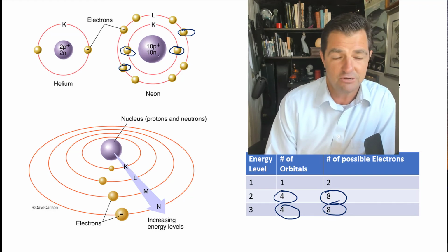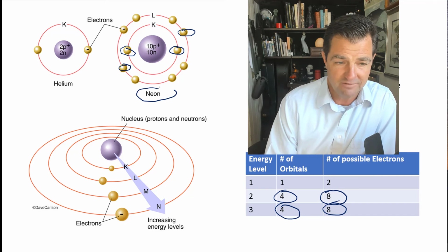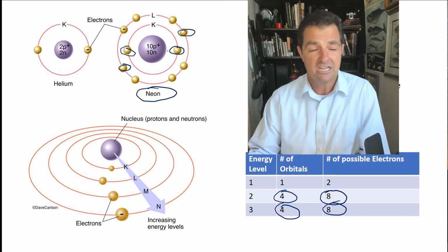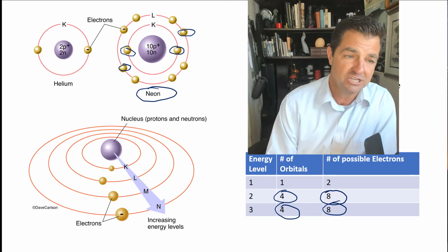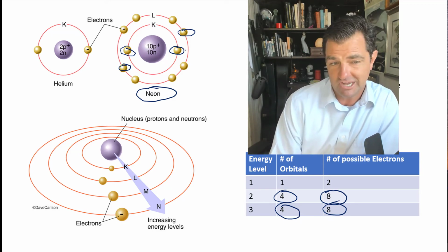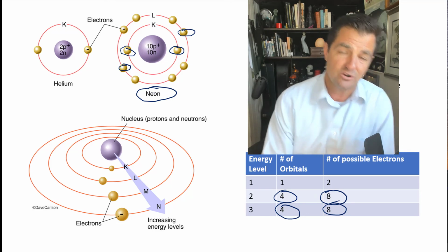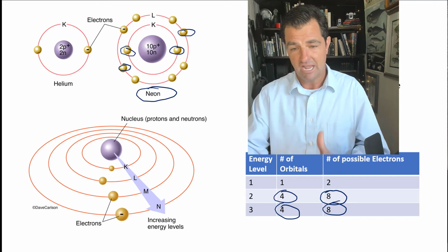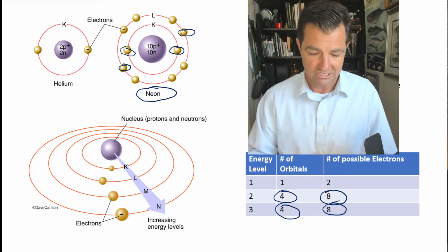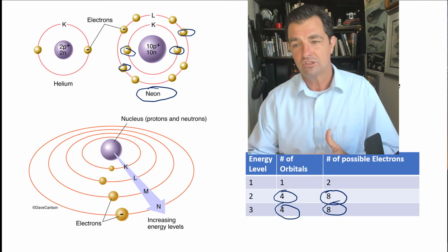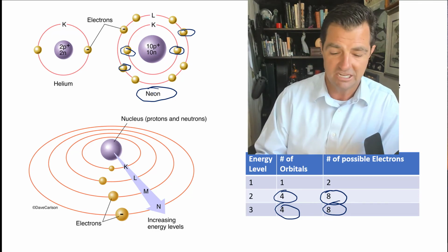In this case, you can see we have 10. In this example of neon here, we have 10. So we have 10 protons. Therefore, you can attract 10 electrons with negative charges. And so what you end up having is 2 in the first energy level, because that's the most you can have. And then you have the other 8 in that next energy level outside of that.